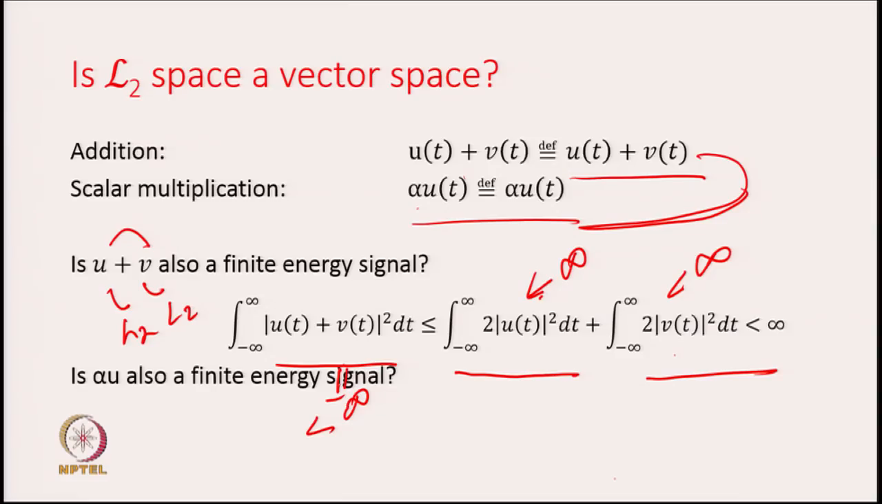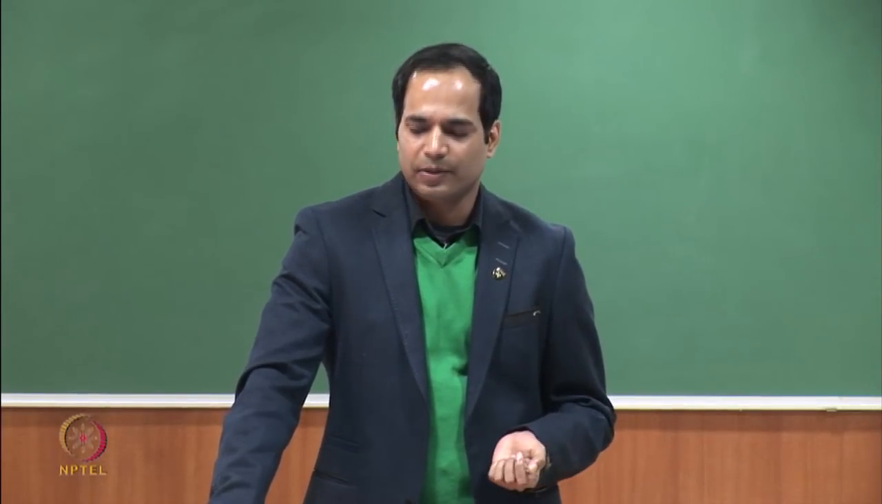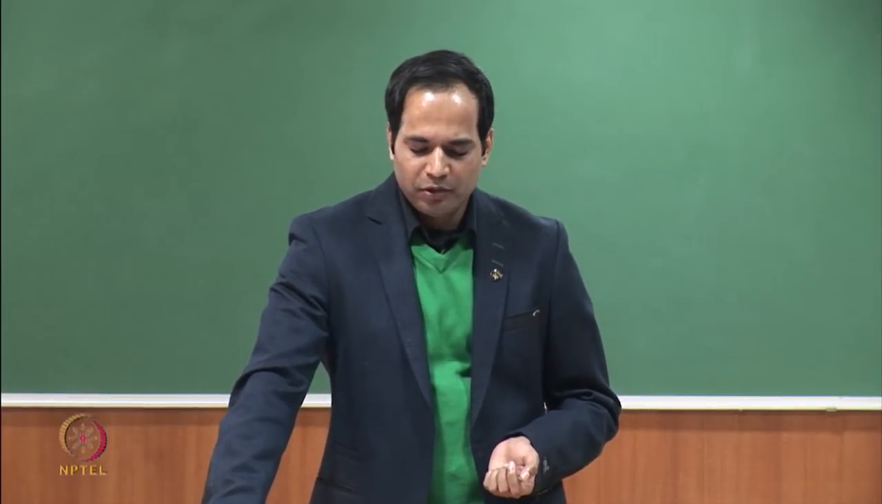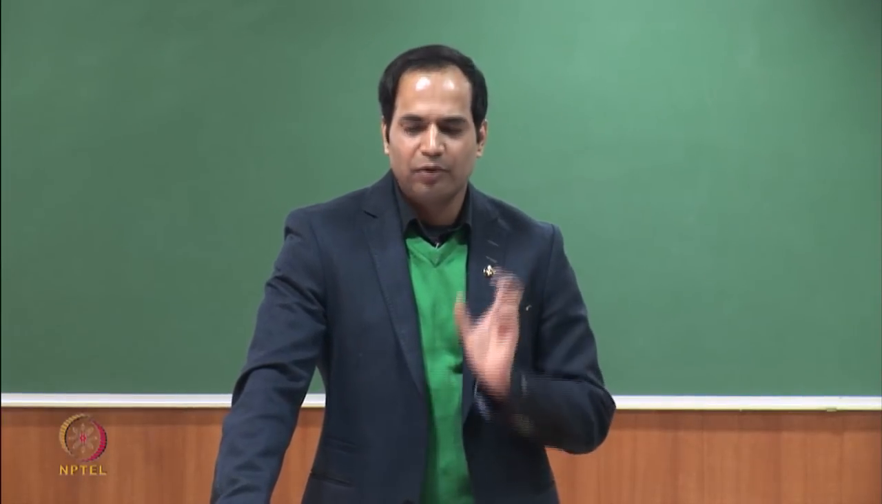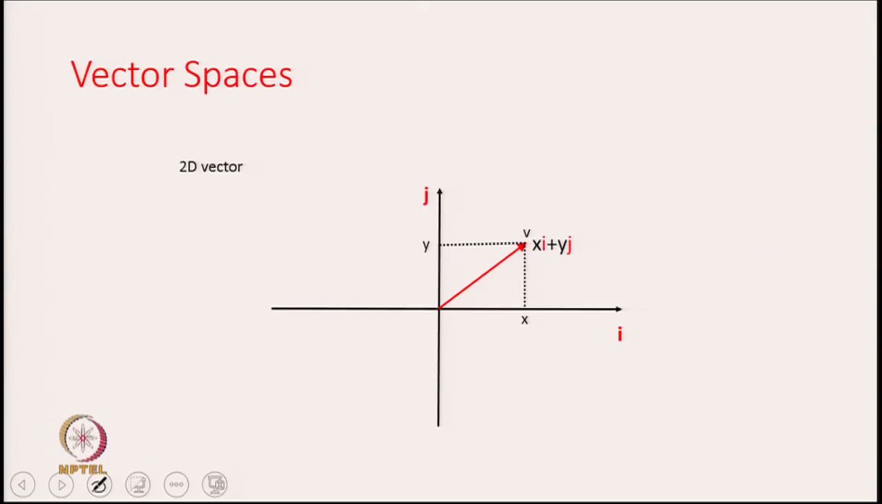If you have a finite energy signal, you multiply this with a scalar which is finite, then the resultant signal should also be of finite energy. Okay. So, L2 space is a vector space. You add two L2 signals, you get another L2 signal.